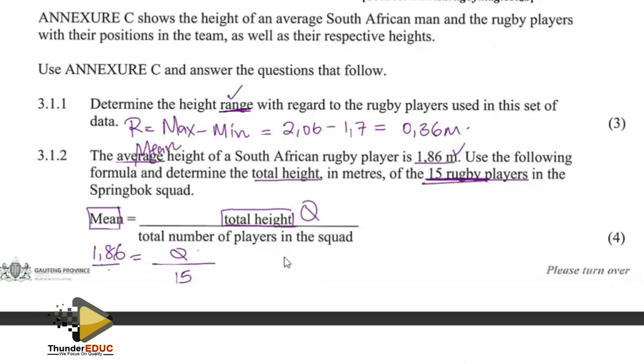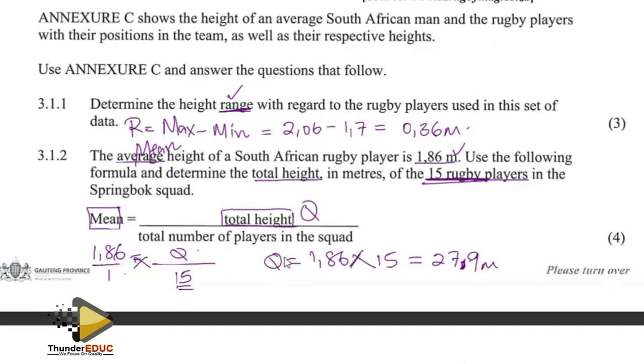So apply an invisible one, cross multiply. The Q multiplies with the 1.86 times the number of players. Come to this much. And the answer became 27.9. Remember, you're looking at the total height.